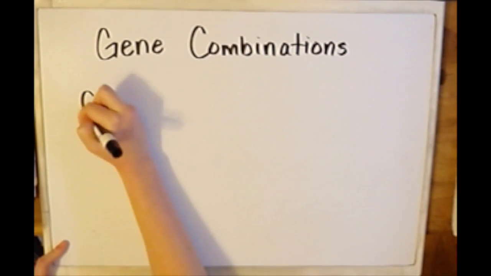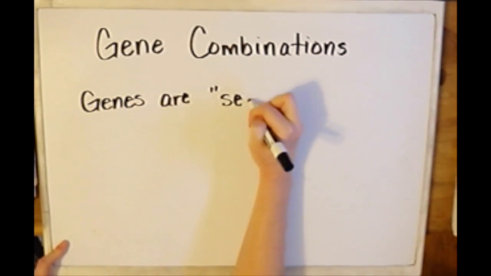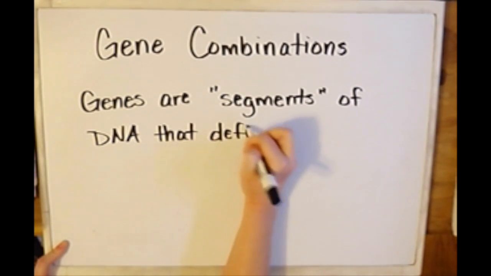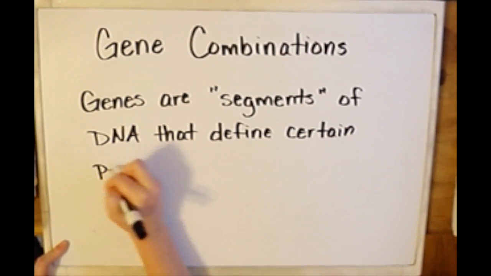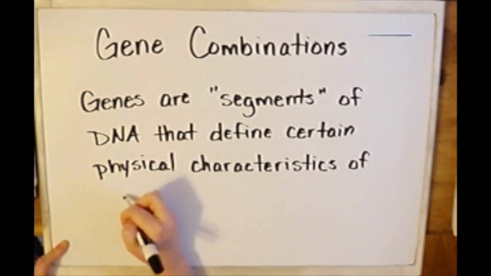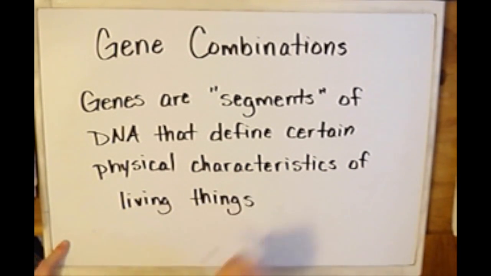Gene combinations. Genes are segments of DNA that define certain physical characteristics of living things. These are traits like hair color, eye color. They're things that you can physically see.